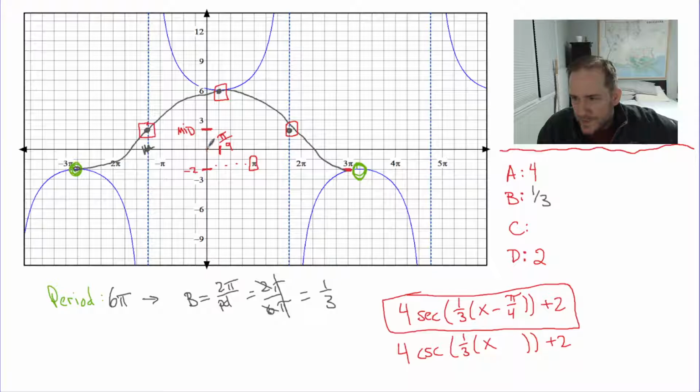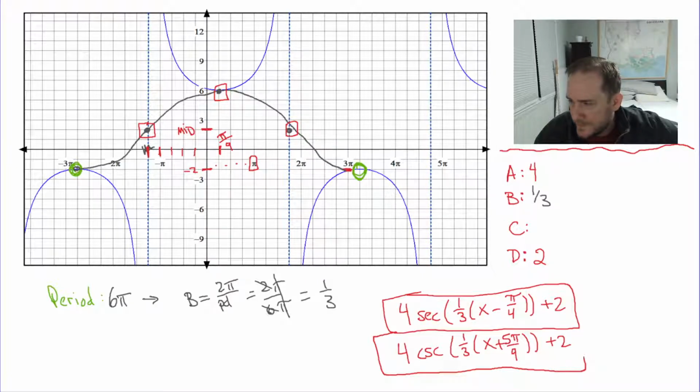So again, we're counting by pi over 4. So here's 1 pi over 4, 2 pi over 4, 3 pi over 4, 4 pi over 4, 5 pi over 4. So we're going to phase shift 5 pi over 4. And since we're going left, we have to say plus. But now that's really it. That's 2 equations for the one graph.